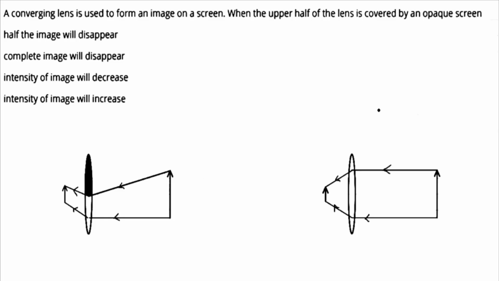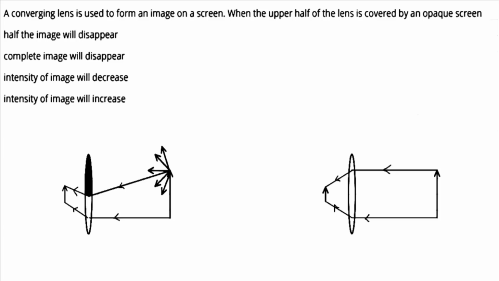As we know, light emerges in every direction from this point. Therefore, light will also go from here to the middle of the lens and then form the complete image. But since half of the lens is covered, the intensity of the light reaching the screen will decrease. Therefore, the image formed will have a decreased intensity.